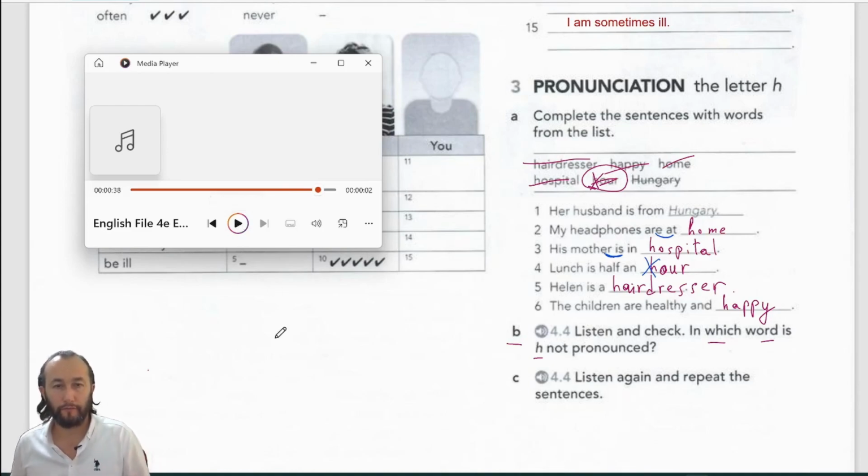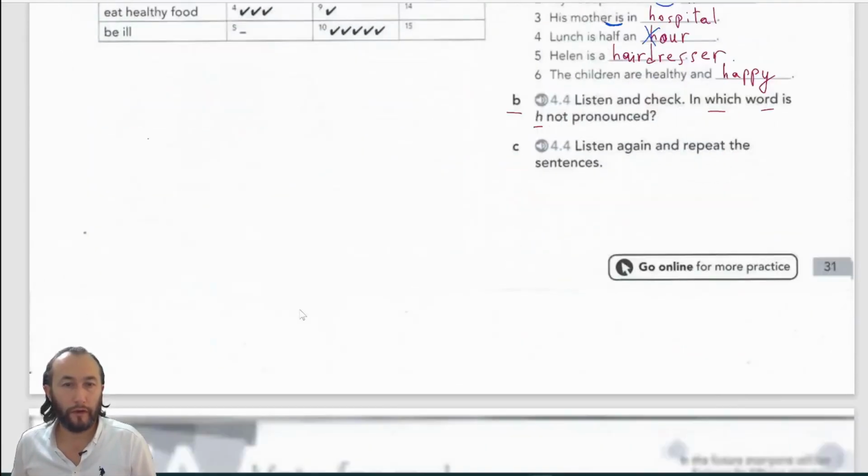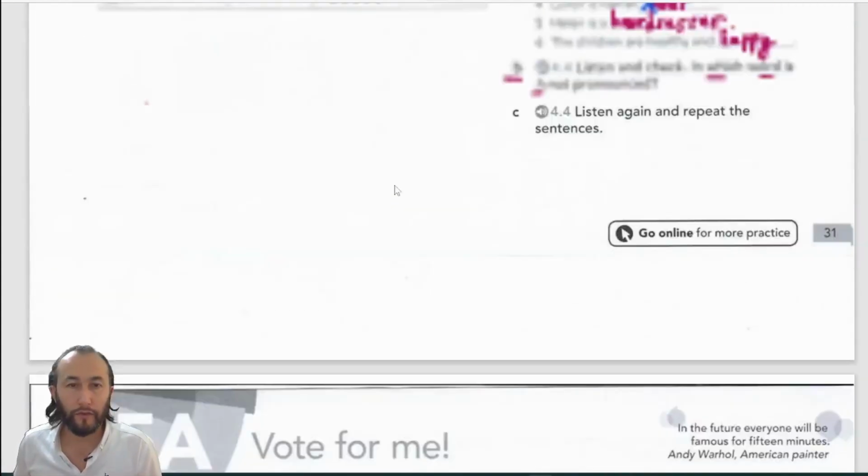And we're done, guys. Right now we're finished with the exercise. The next page is obviously 5A. We're going to do it in the next video.